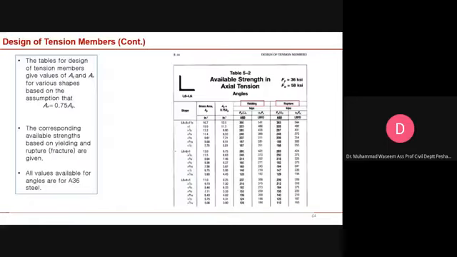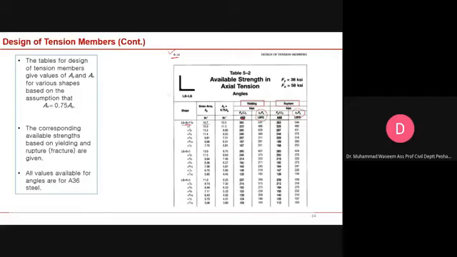If you go to chapter number 5, if you go to this page, you will find in column 1 the shapes for angles. You will find its gross area, its effective area, and the design strength based on the LRFD approach for the excessive deformation limit state. You will find the design strength for the rupture limit state based on LRFD, and similarly the design values based on ASD as well.